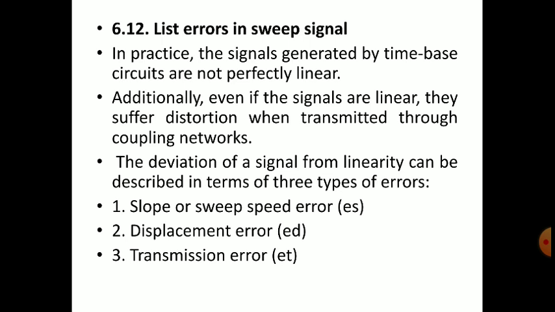The deviation of a signal from linearity can be described in terms of three types of errors: slope error or sweep speed error, that is E_s, displacement error, that is E_d, and transmission error, E_t.